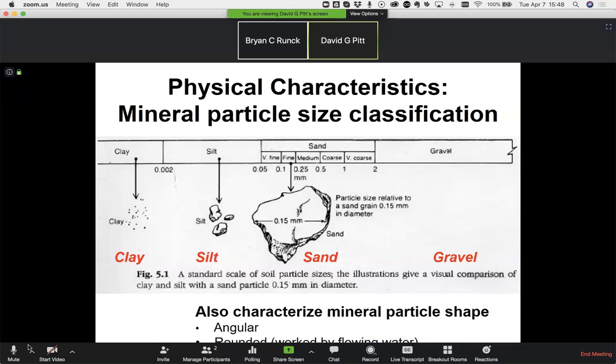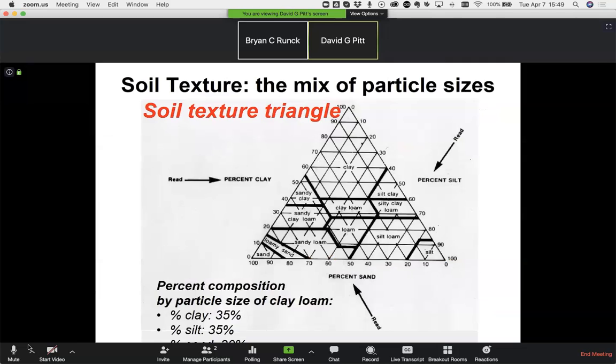So in addition to talking about particle size, how large are the mineral particles that make up the soil, we also can talk about the particle shape. What is the shape of the particle of sand? Is the shape angular or rounded? Angular meaning it was not worked by water, and rounded meaning, generally speaking, that it has been under the influence of water as it's been dragged through the landscape.